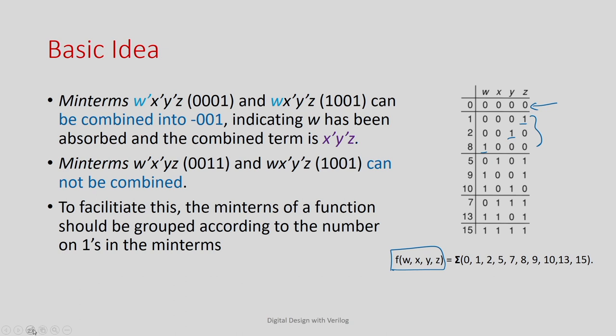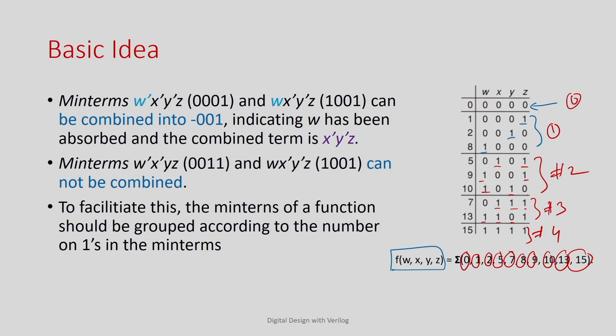So, I put 0 in group 0, right? Then I put 1, 2 and 8 into group 1, because they have only one 1. And then 5, 9 and 10 into group 2, here the number of 1 is 2, you see in every case there are 2 ones, right. And then I will have another group where the number of 1 is 3, which is 13 and 7, right. And the last group has 15, which has number of 1 as 4. For 4 variables, these are the possibilities, okay.